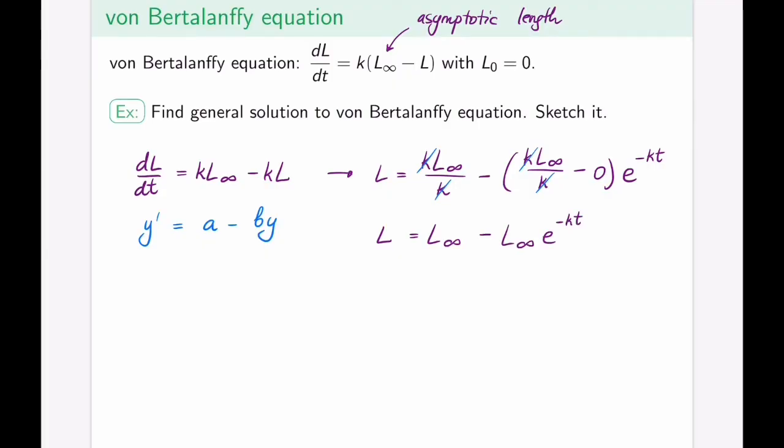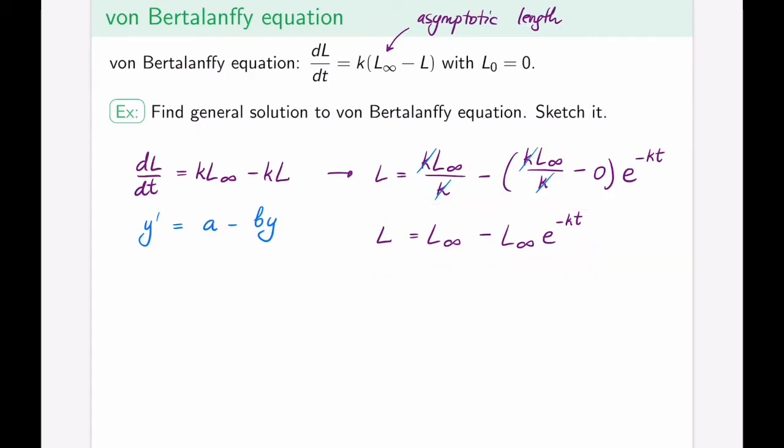As already pointed out previously, A over B is an interesting quantity when it comes to these models because it describes the horizontal asymptote. And here I can see that A over B in fact turns out to be equal to simply L infinity. So L infinity is my horizontal asymptote for this model.